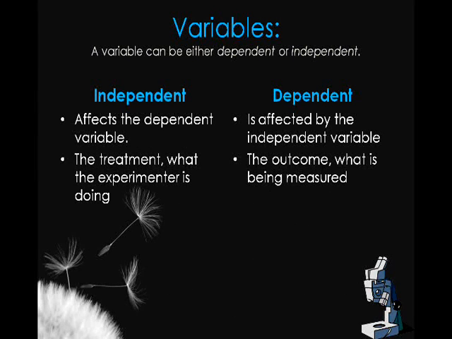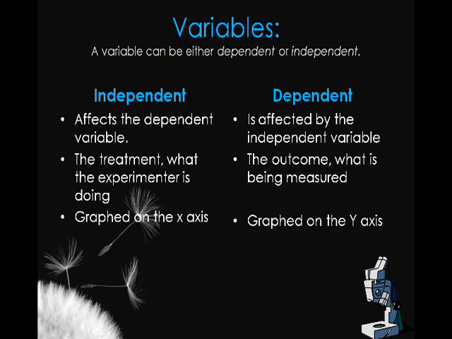Another way to determine this is that the independent variable is the treatment. It's what the experimenter is doing to the experimental group. It's whatever treatment we provide or the change that we are making. The dependent variable is what is being measured. It's the outcome. So whatever you would be writing on your data table, that is your dependent variable.